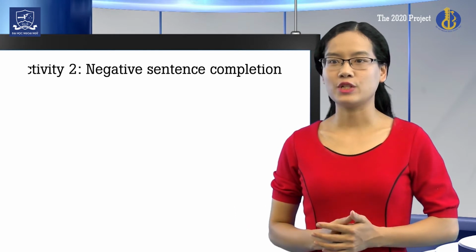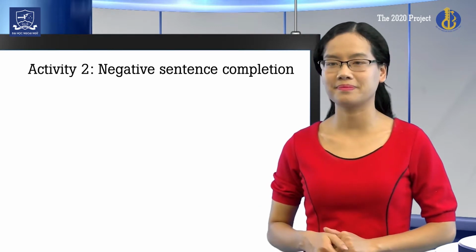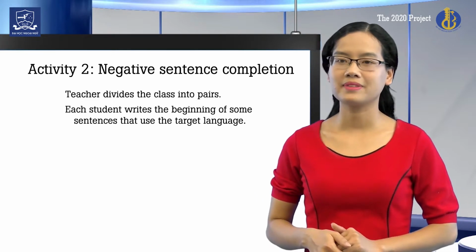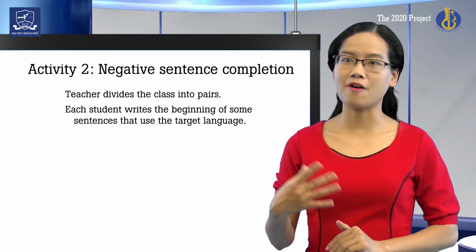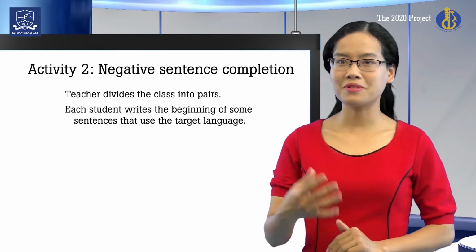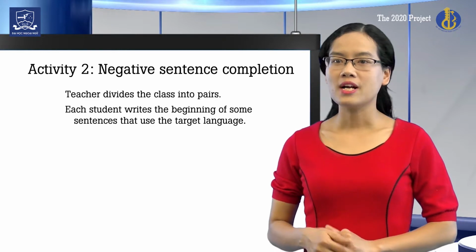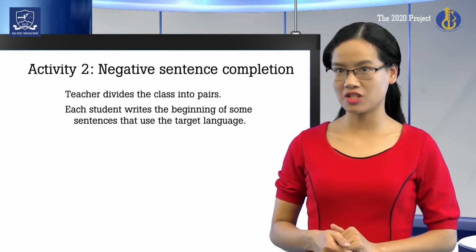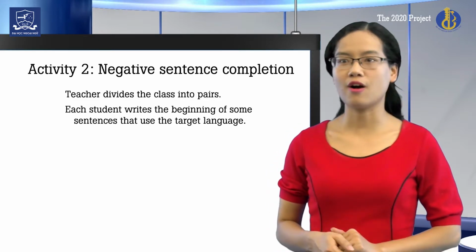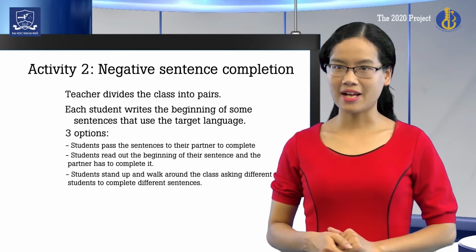The next activity to practice the present perfect tense can be negative sentence completion. In this activity, the teacher divides the class into pairs. Each student writes the beginning of some sentences that use the target language. For example, students might write, I haven't played football for, or I haven't been to the beach since. The teacher asks each student to write the beginnings of 4 or 5 sentences. And when they have done that, the teacher has 3 options.